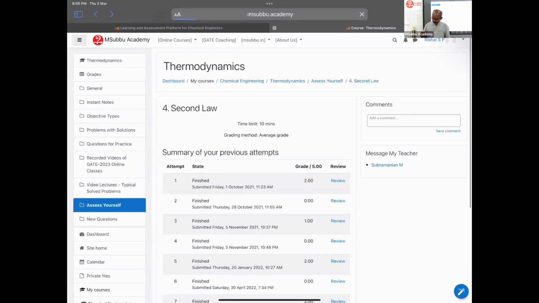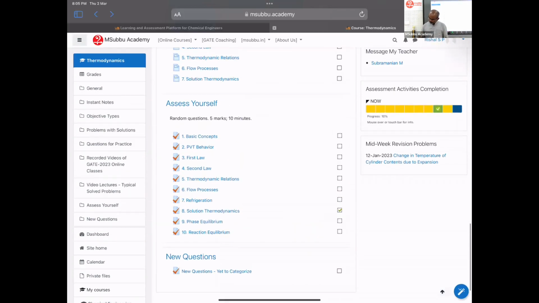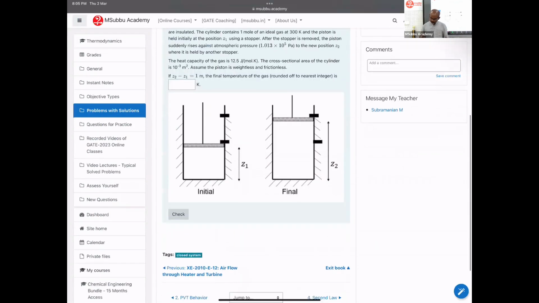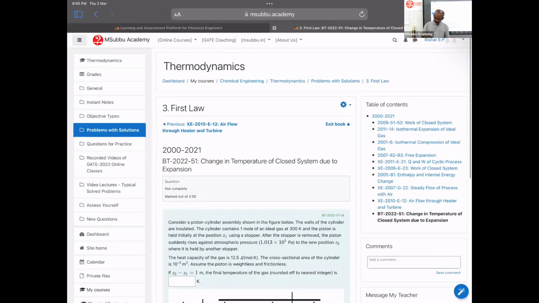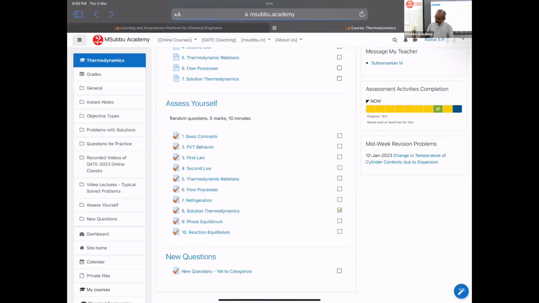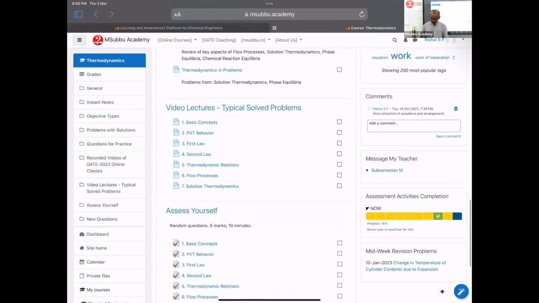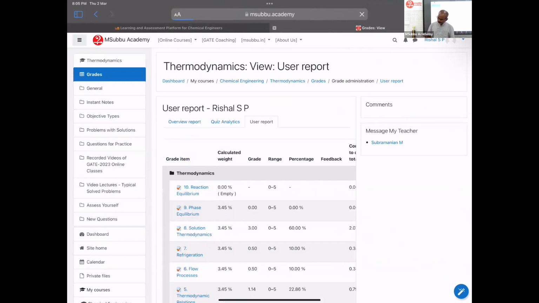I keep on adding content, and every week I also put up some revision problems, just to ask you where you stand, or to remind you about the new materials. We are putting such content, and there is progress indication for activity completion, and you can also get to know about your grade. So there is always a variety of features. These are all much better features than a usual print book.